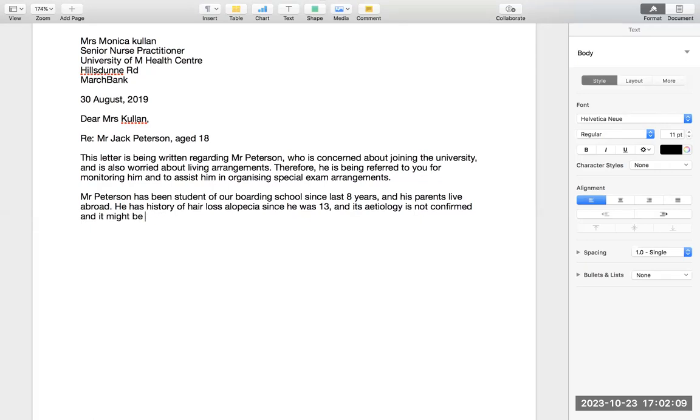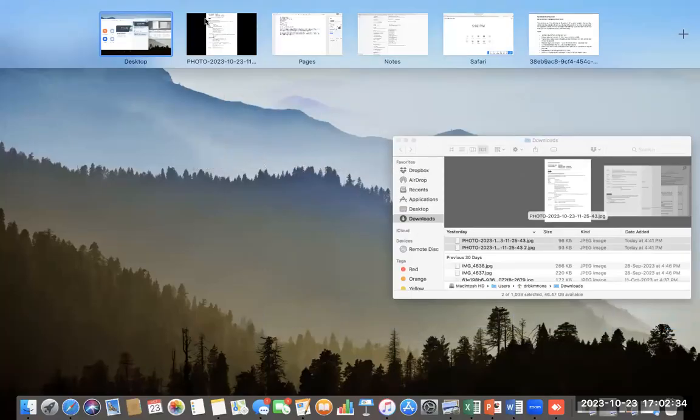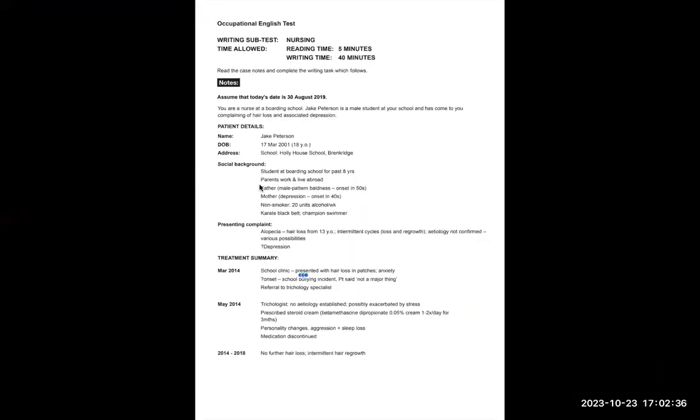So now I'm relating these two things because I can see the whole letter, that these two things are interconnected all the time. So this is the main thing that is happening: he is having depression, alopecia since 13, intermittent cycles of loss and regrowth. Then March 2013, I have to make it better. I'm unable to stretch these things. Obviously it will be difficult for you guys. I don't know why, what has happened.